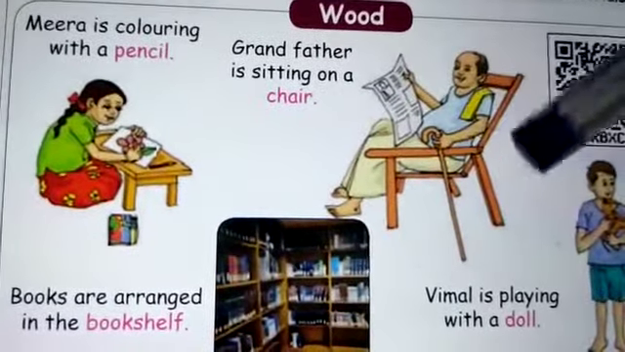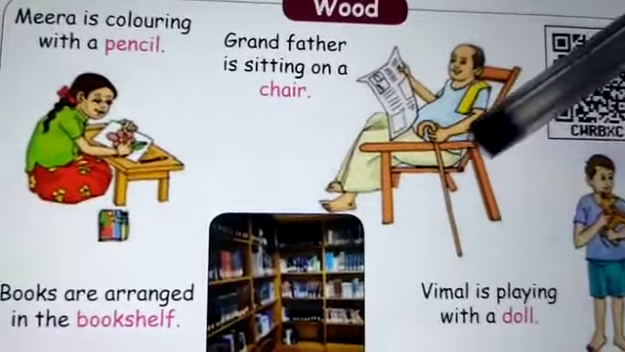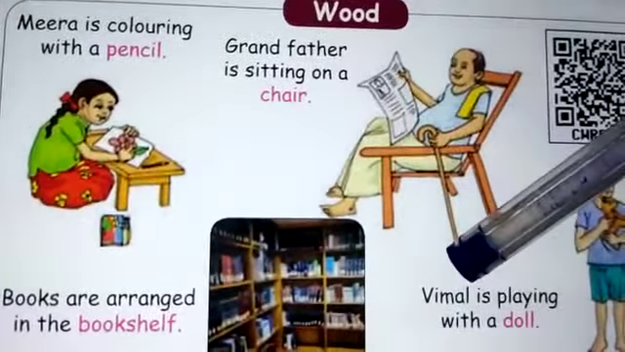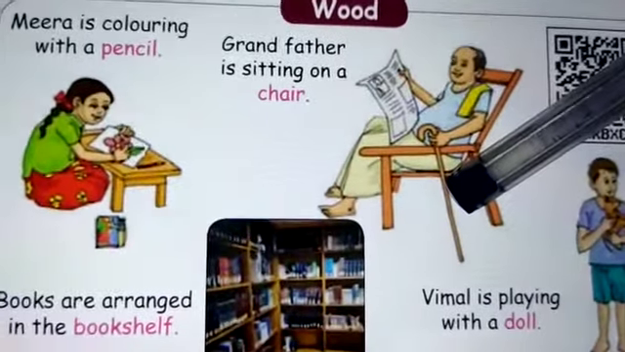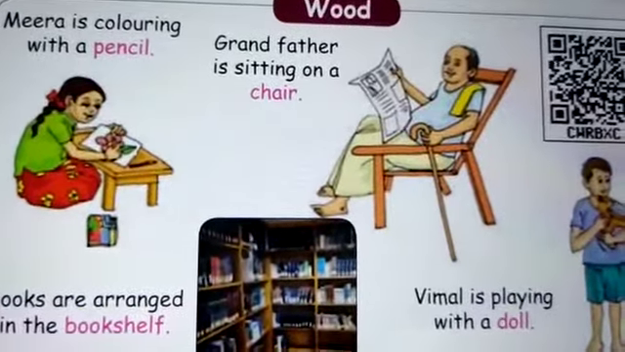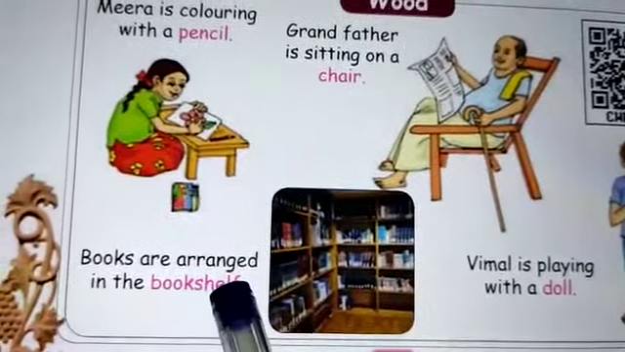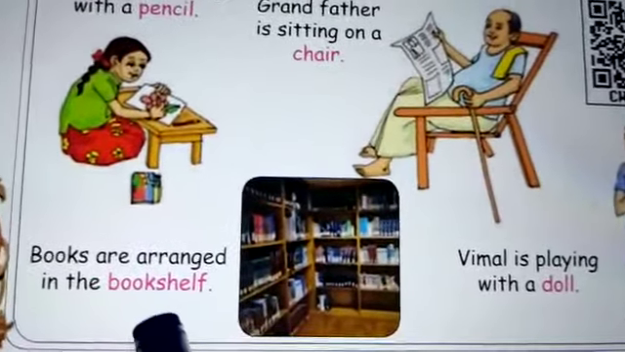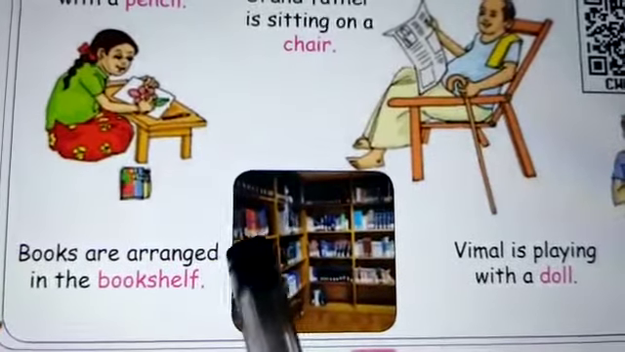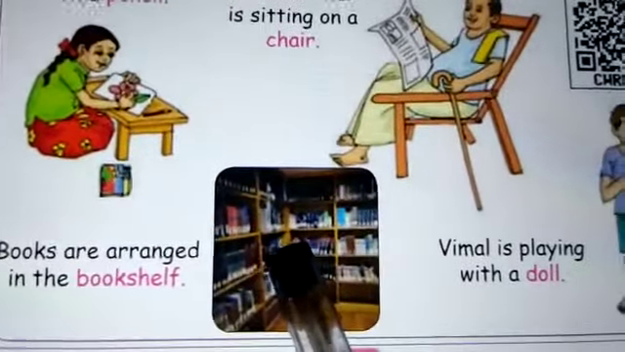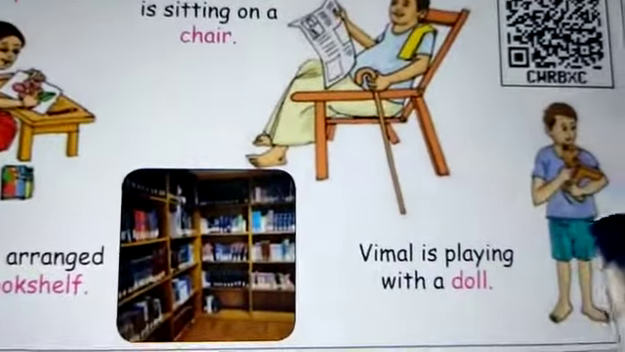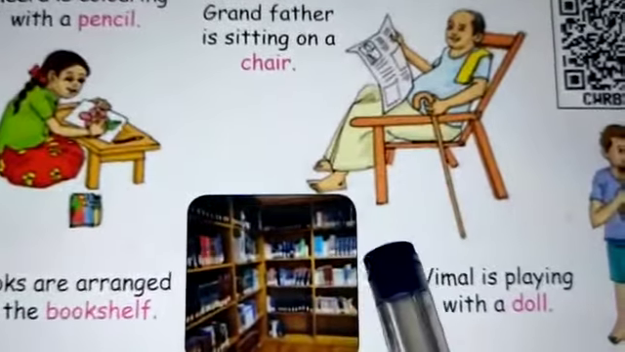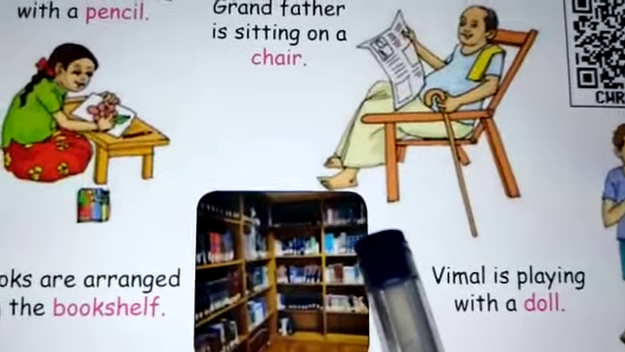What is this? The old man is sitting in a chair. He is having a walking stick. Both are made of wood. Here is a shelf. This shelf is also made of wood. Books are arranged in the bookshelf. Vimal is playing with a doll. He has a wooden doll. So, we are using wood in our daily life.